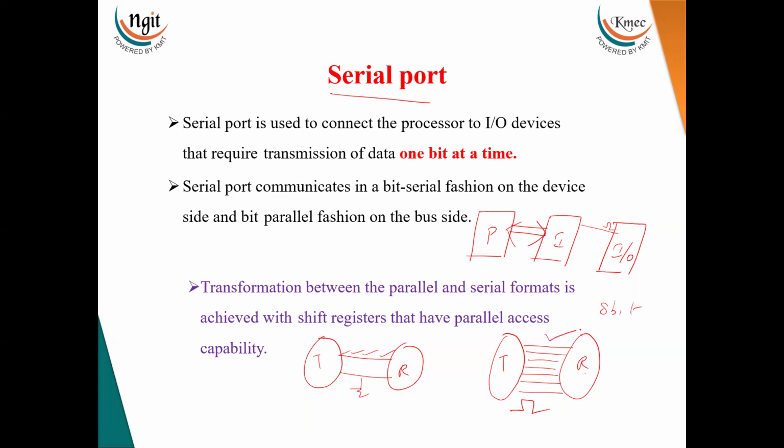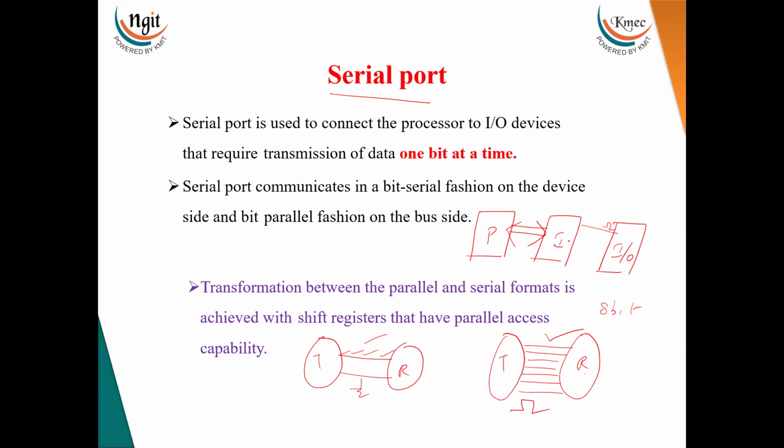Means the speed in parallel is more, and the speed in serial is less. But the number of connections between transmitter and receiver is more in parallel, and less in serial. The complexity is more here, and because of these many connections, the cost also increases. So serial is simple and the cost is less. That is why, when the IO devices are nearer to the processor, parallel transfer takes place, and if the processor wants to send data to a far distance, then serial transfer takes place.